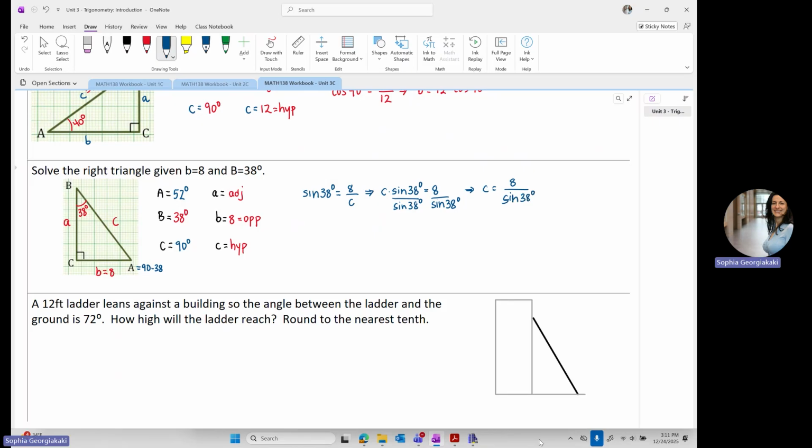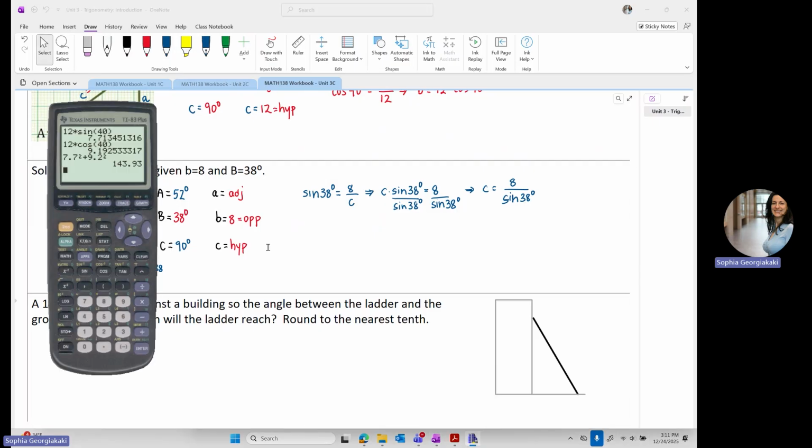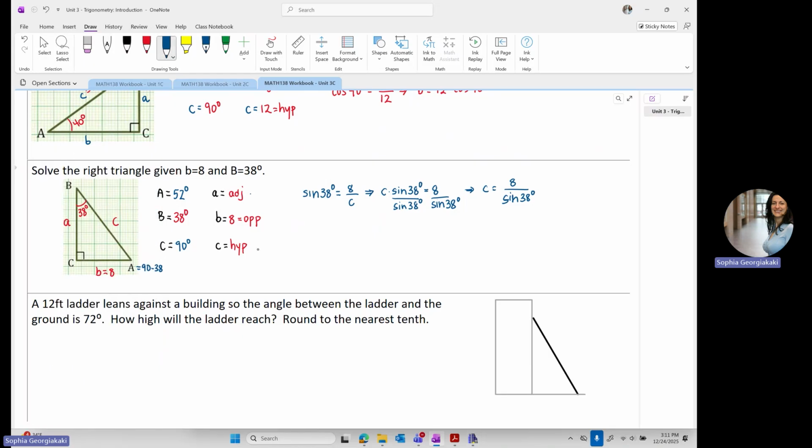And again, I'm going to round to the nearest tenth because I don't have instructions and the measures here have been given to me with accuracy to the nearest whole number. So 8 divided by the sine of 38. Again, make sure we are in degree mode. 12.99, when I round it, it will be approximately 13.0. That is for C.